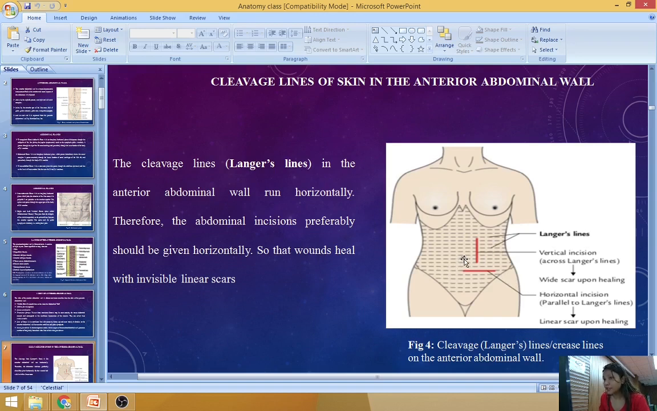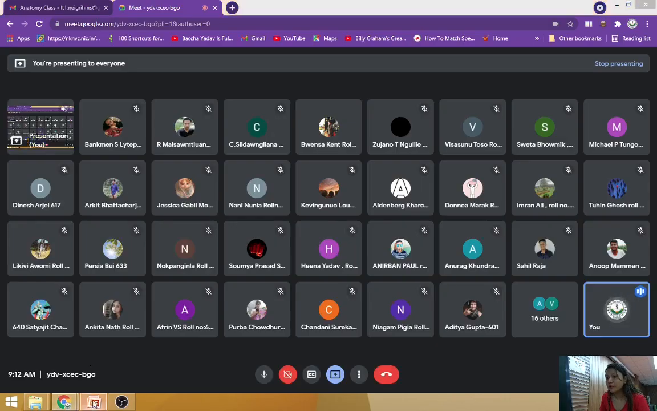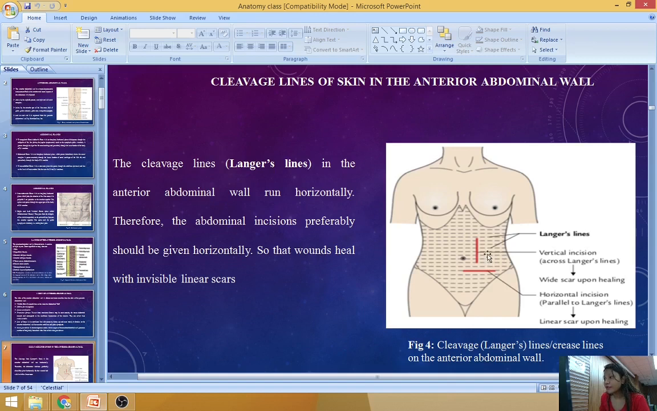Important embryologically, the abdominal incisions are preferably given in the cleavage line. Why is it given in the cleavage line? So that it could heal properly. If any incision is given, we mostly give it in the cleavage line so that healing is good.